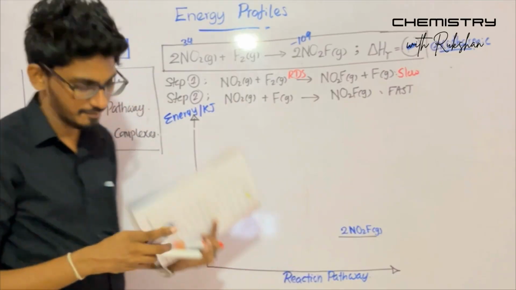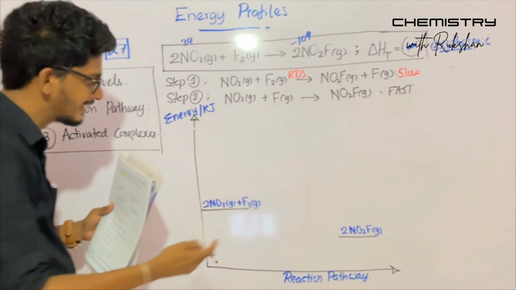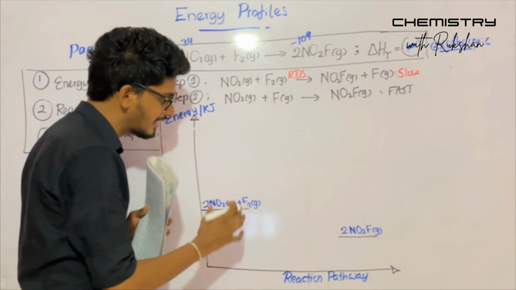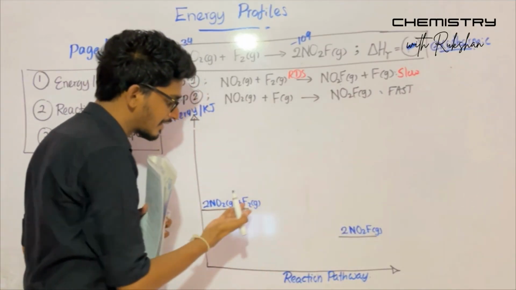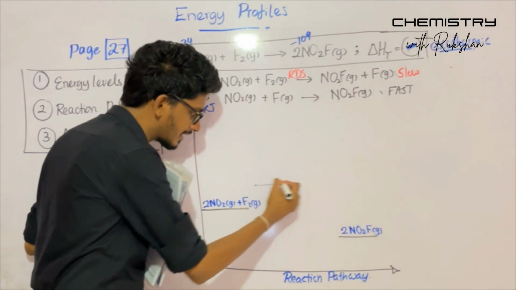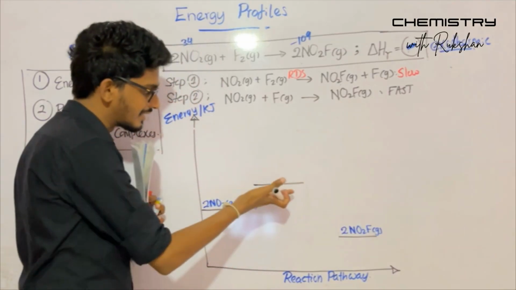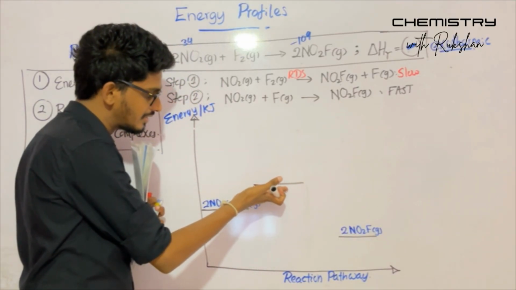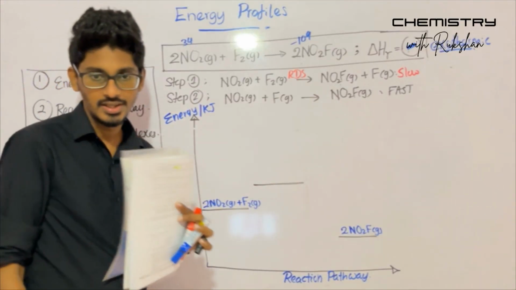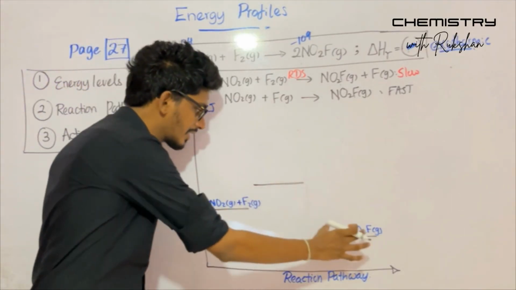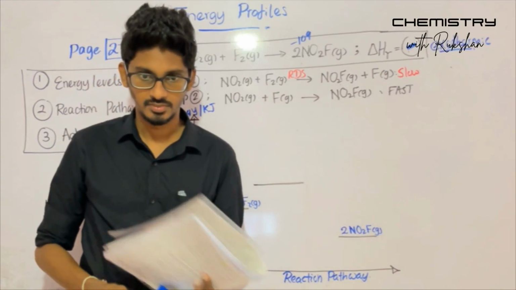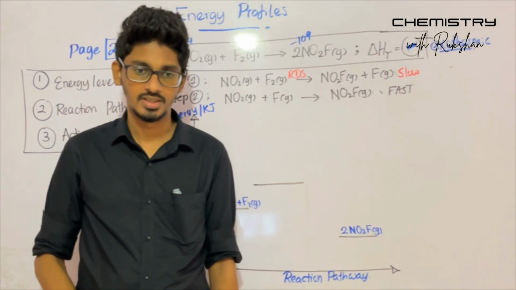That is the idea, so you have to draw the intermediate state with a higher energy than the reactants and the products of the overall reaction. So this intermediate state should be with a greater energy than the reactants and the products of the overall reaction. The energy of your intermediate state must be higher than both the reactants and the products. Very essential. Keep in mind.